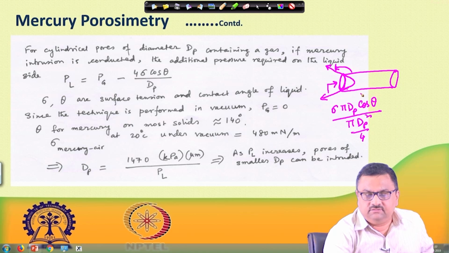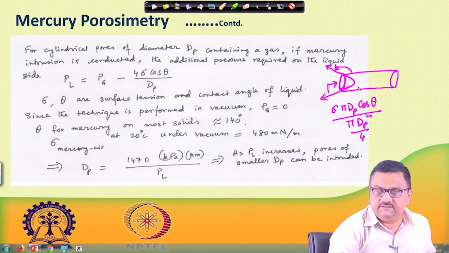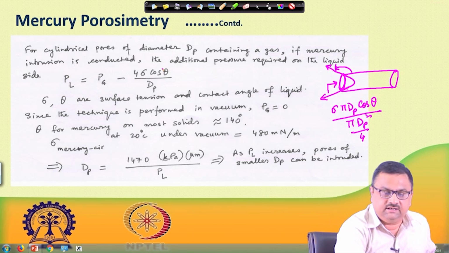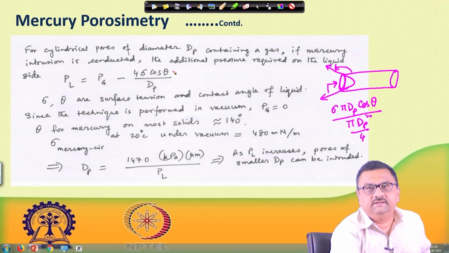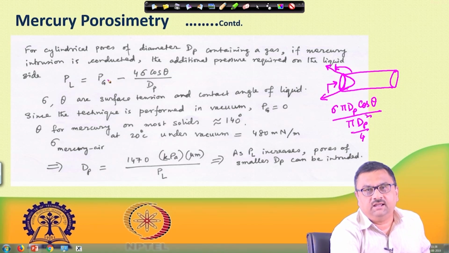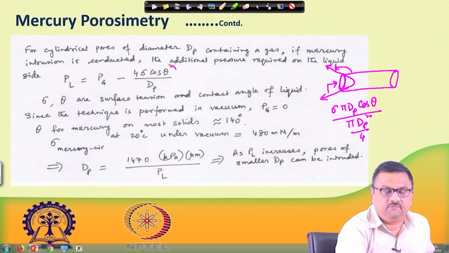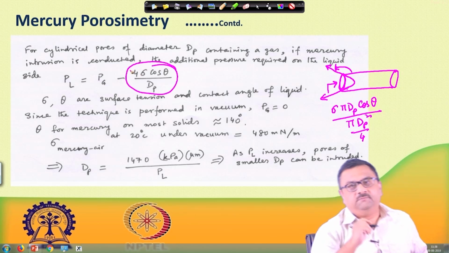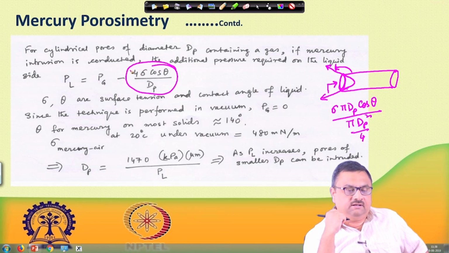Here this cos theta would be negative in this case, so this will become positive. So PL would be higher than PG. You have to provide this additional pressure, and only then will the mercury penetrate.